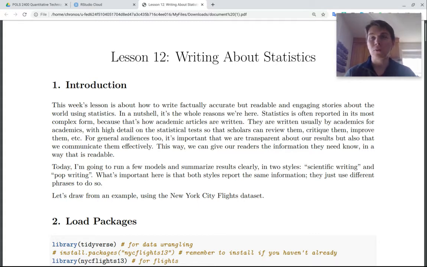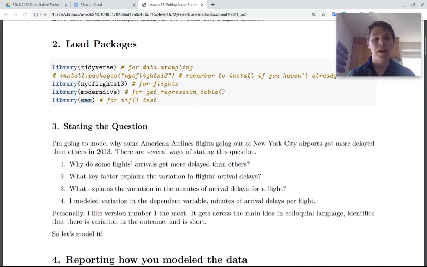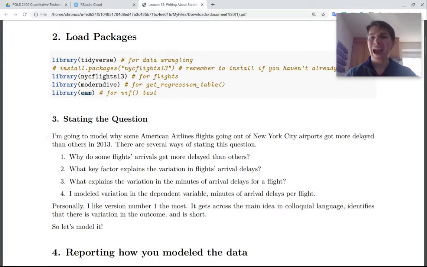We need to communicate things that we've learned from our analyses to ordinary readers. So it's really important that we don't get stuck in some of the details, but instead are able to describe our results very flowingly. To do so, I'm going to draw from the New York City flights data set, and we're going to practice reporting results from it. First, we're going to load the Tidyverse package, the NYC Flights 13 package, Modern Dive package, and the car package. Once we've done that, we can then try and ask a question.